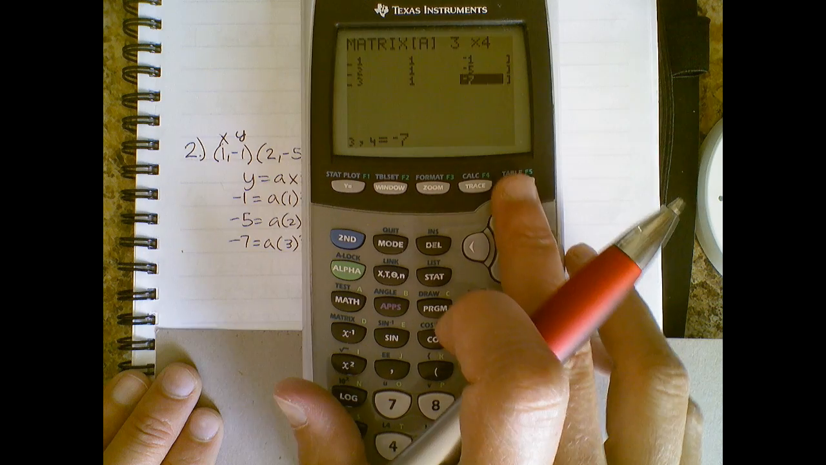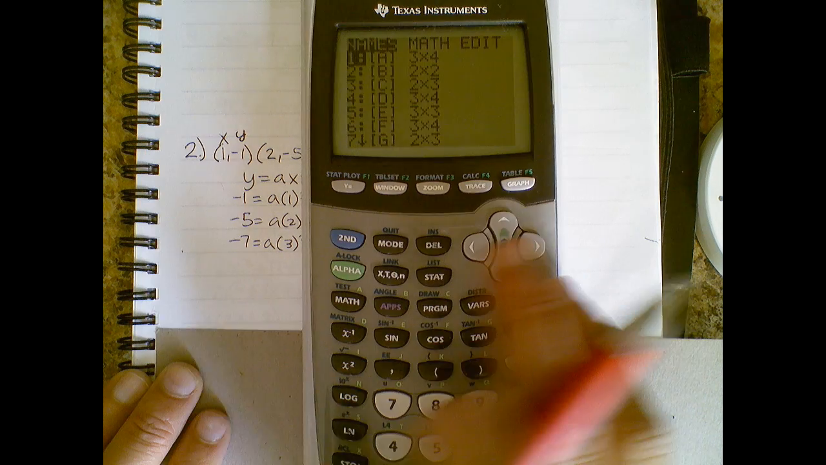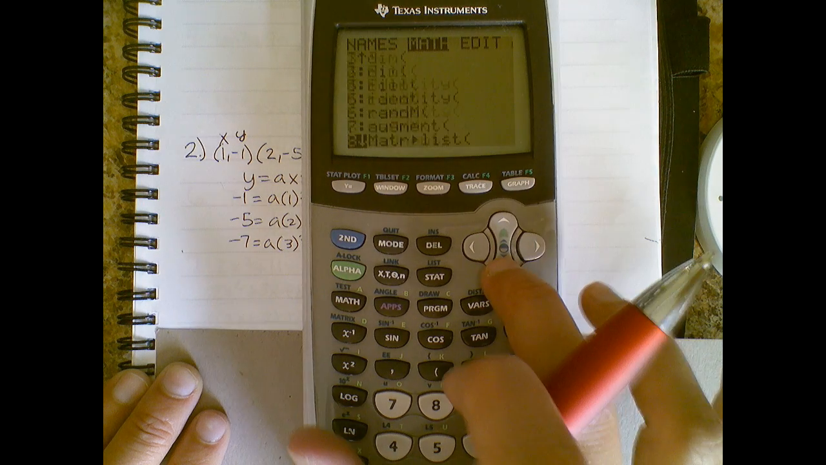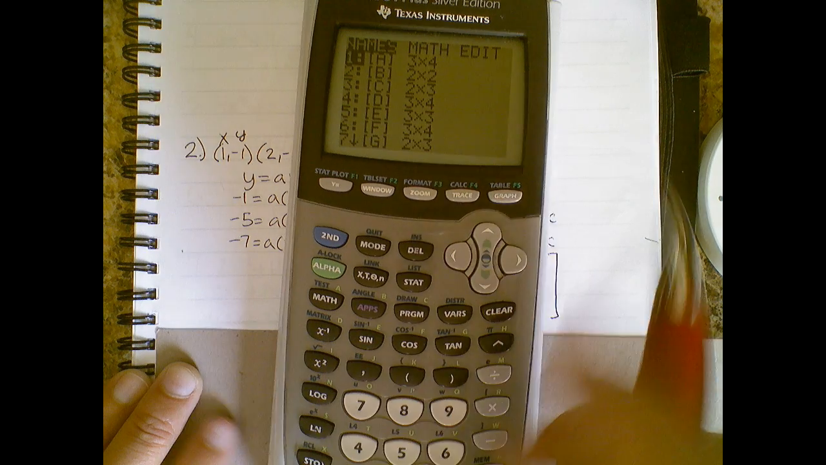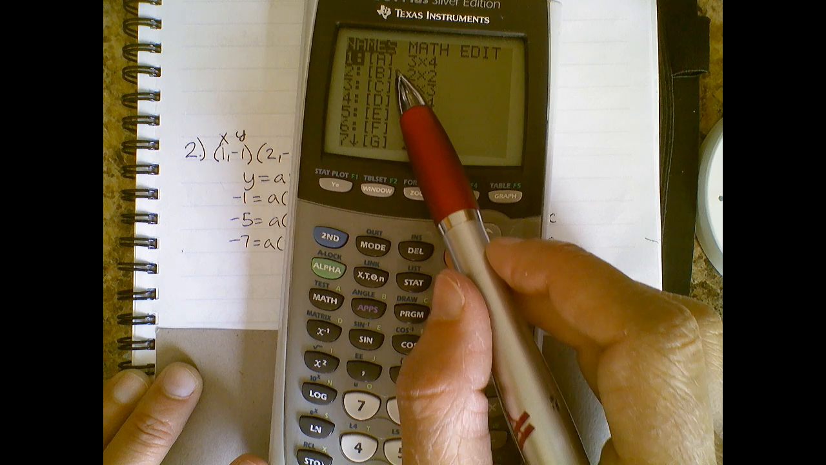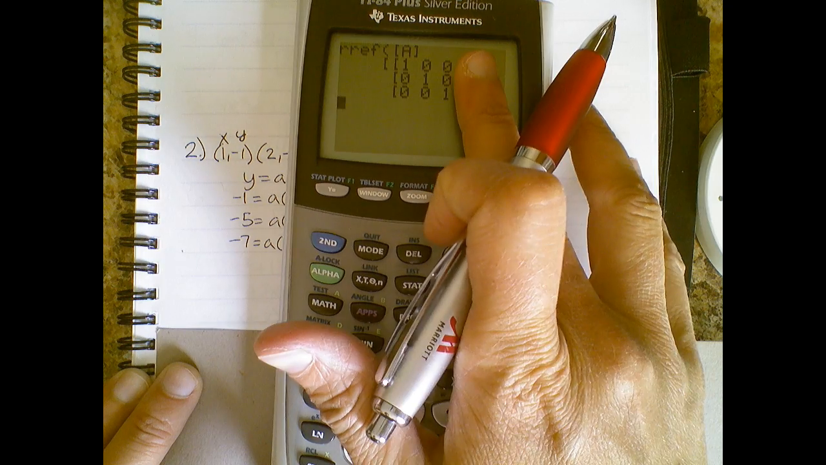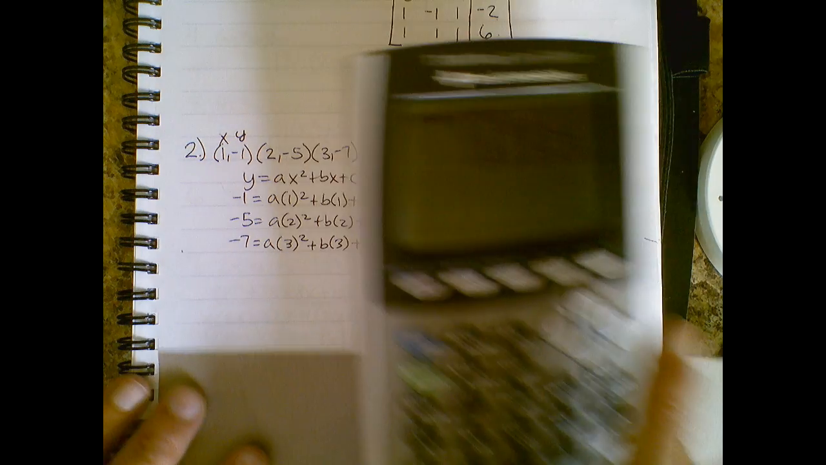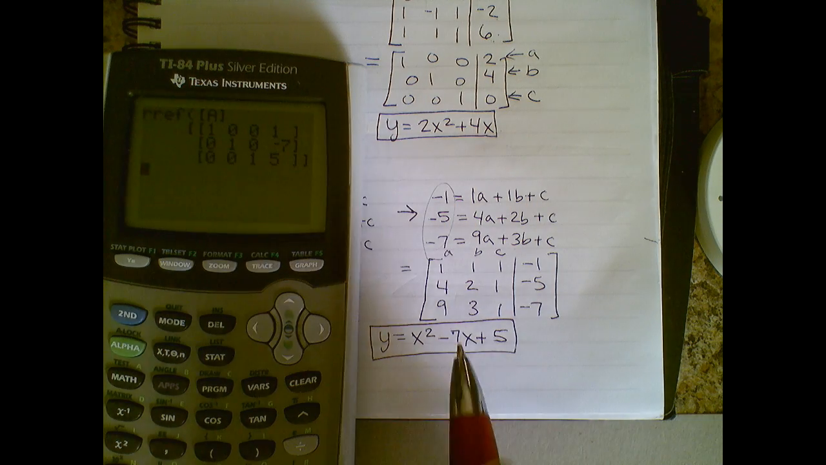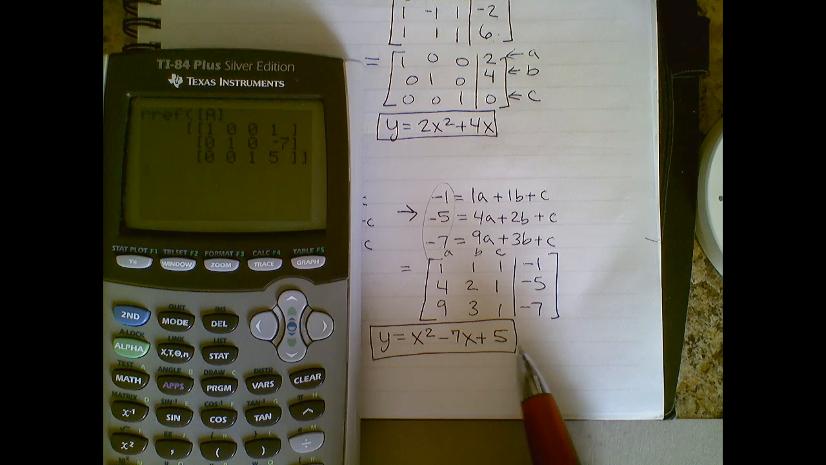Then I'm going to go to graph, clear. Second matrix, go to the middle column, go down to RREF, click enter. Second matrix, I typed it into matrix A. If you typed it into a different one, use that matrix. So there is a solution, so that is good, and that's my A, my B, and my C. So I'm going to plug it into my equation. I would have 1x squared minus 7x plus 5.